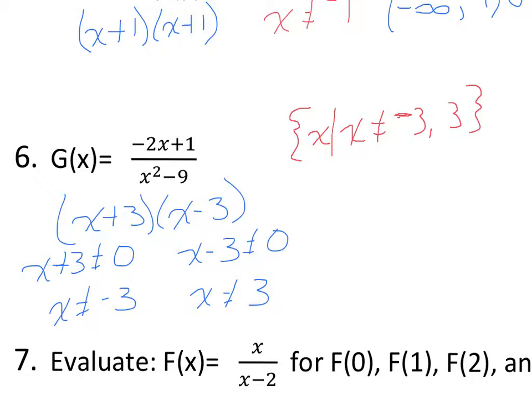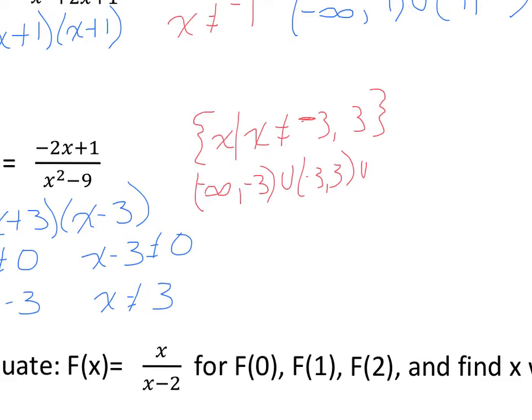And in interval notation, if you remember, now we have 2 holes in our interval. So that means we have to have 3 intervals joined with the union. So first, negative infinity to negative 3, union with negative 3 to positive 3, union with positive 3 to positive infinity. That's our interval notation.